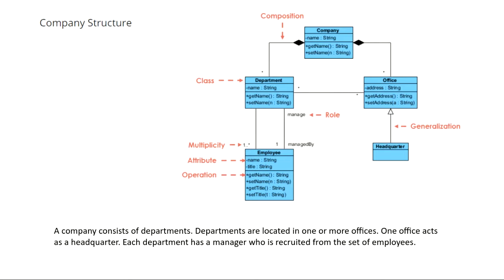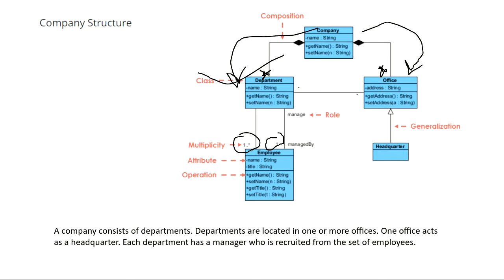Here it is star. Here it is star. Here it is one dot dot star. Here it is one. Read it. Quickly tell me. Company has many departments. Yes, right. Company has many departments, and also company has many offices because there is a star.